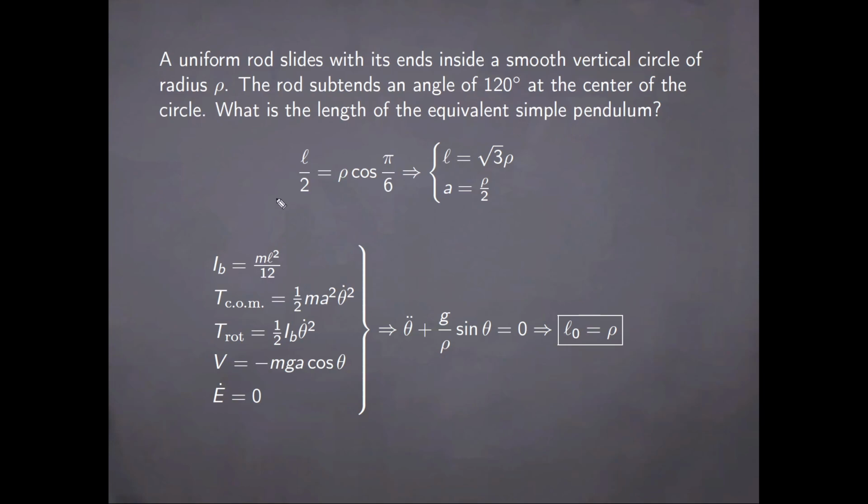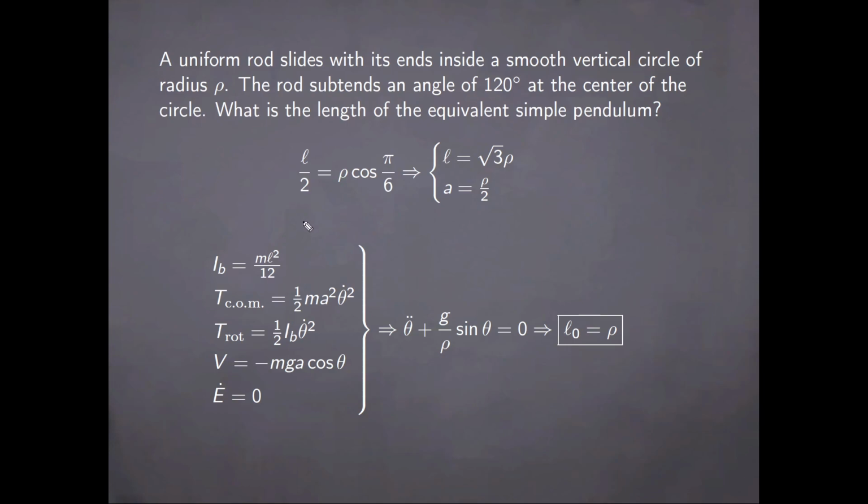its motion. So the first observation is that half of the length of the rod is given by the value here, so it's just the radius of the circle times the cosine of a 30-degree angle, which follows just from the basic geometry of this configuration. And this allows us to immediately calculate the total length of the rod in terms of the radius of the circle and the distance from the center of the circle to the center of mass of the rod, which is rho over 2. And now the dynamics is as follows.